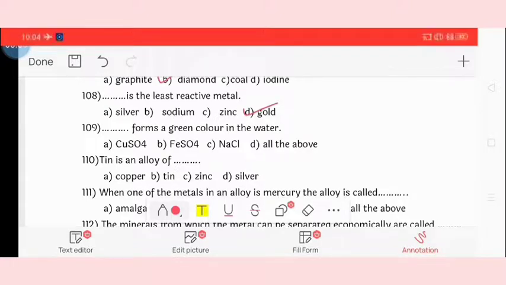Next, dash forms a green color in water. So the correct option is option B. Ferrous sulfate gives a green color when dissolved in water. FeSO4 forms a green color in water.